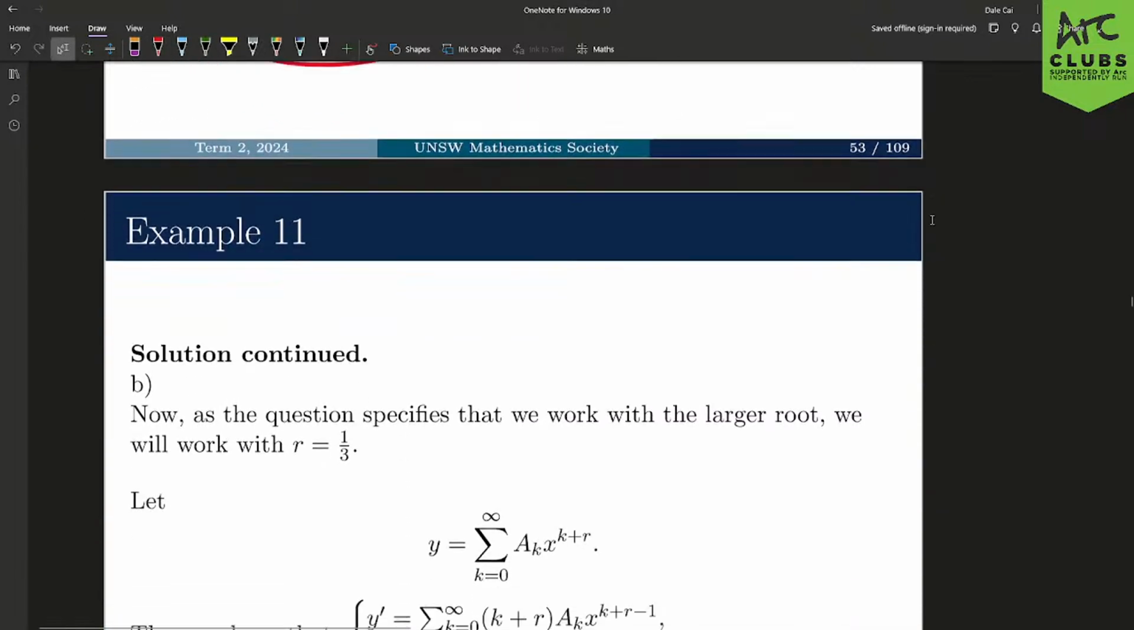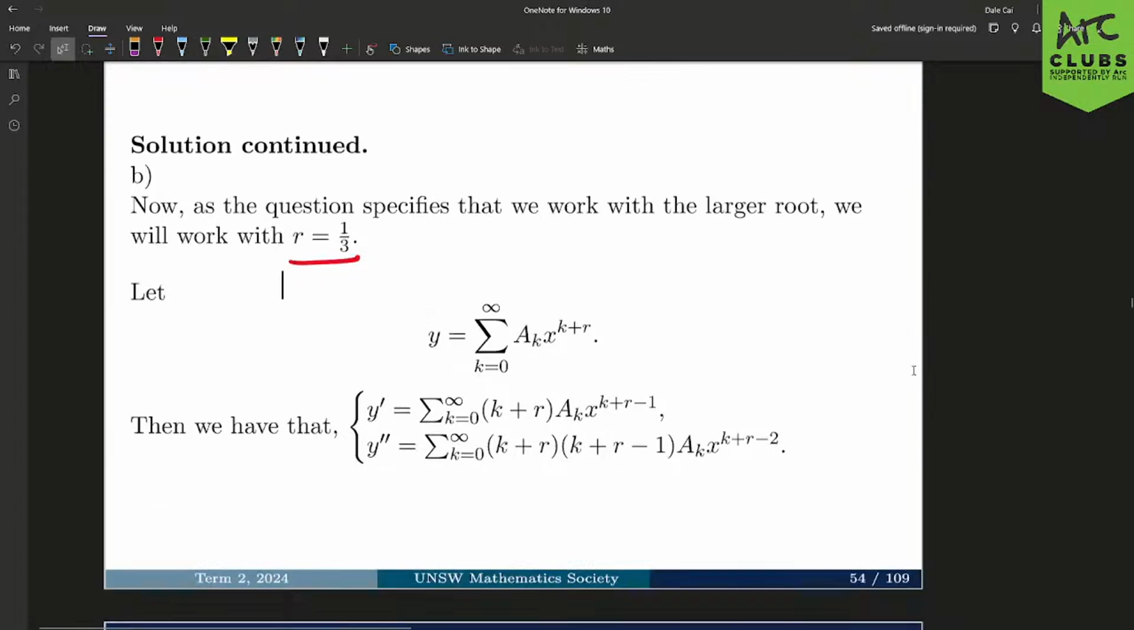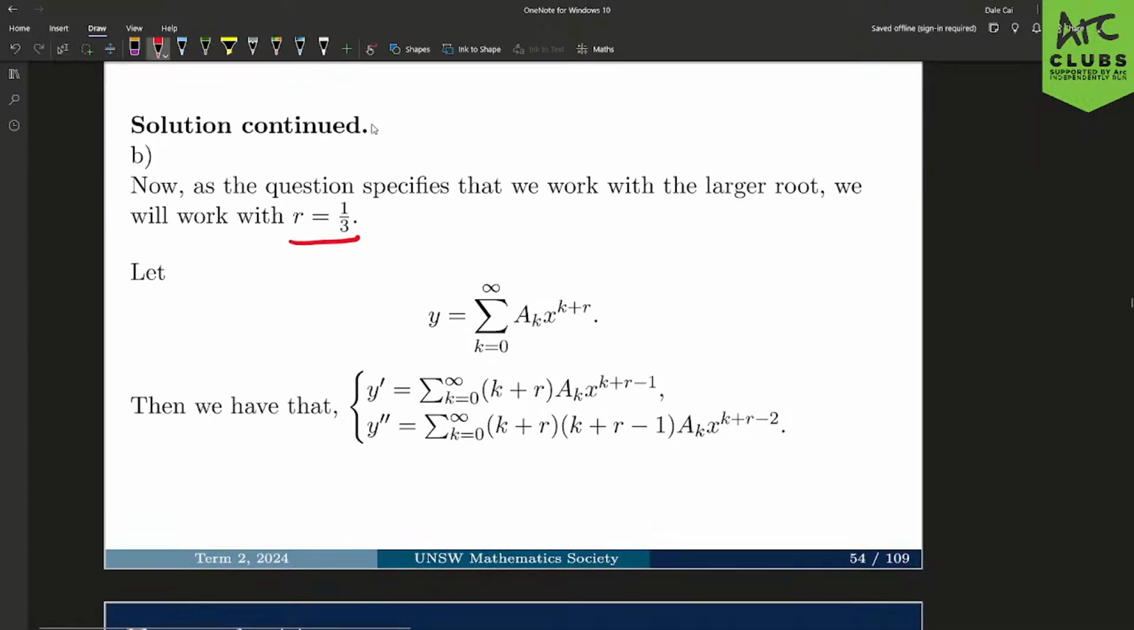Okay. For part B, they taught us to work with the larger root to find the solution, or to write down the first few terms of the solution with the Frobenius method. So we're going to let y be, remember, x to the r times the sum of a_k x to the k. They just put this x to the r inside.